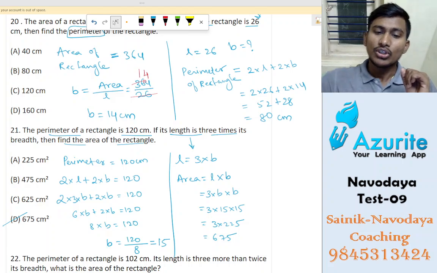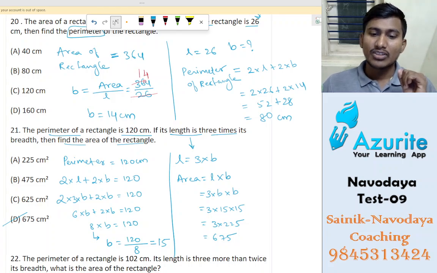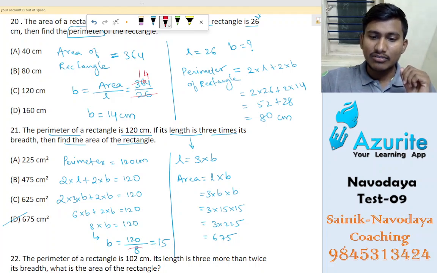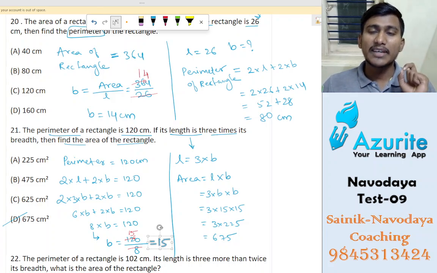So 1b will be, you have to take that 8 and divide it. If you take it to the other side, multiplication will become division. So to find b, we have to divide: 120 divided by 8. What answer will come? 15 will come. 8 ones are 8, 4 will be remaining. 8 5s are 40. So 15 will come. So here you got breadth as 15.